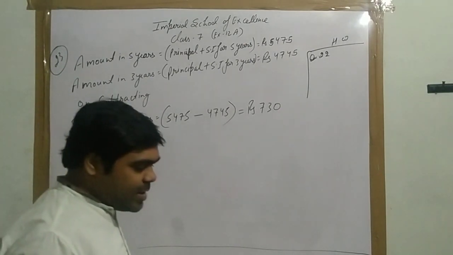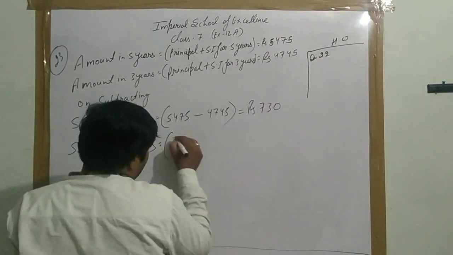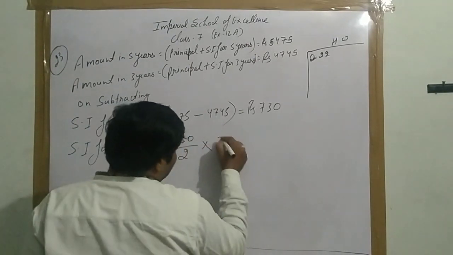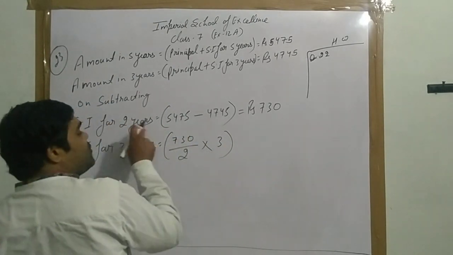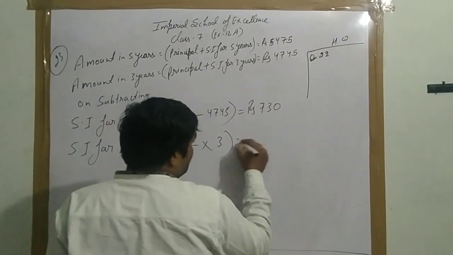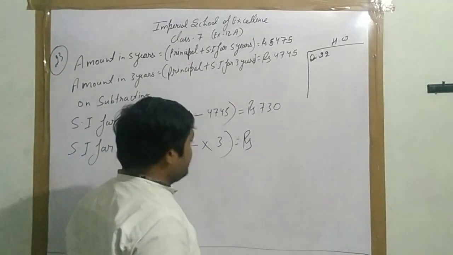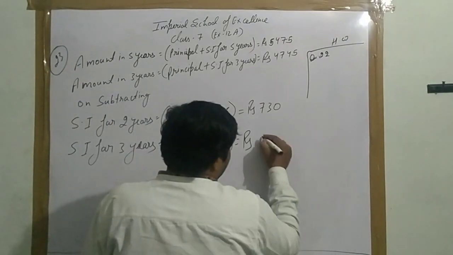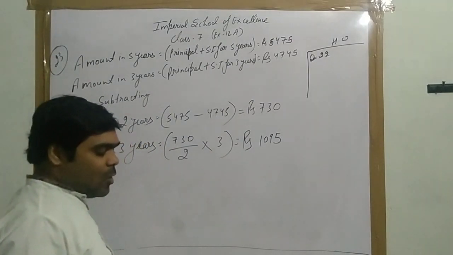What we have to do? Simple interest for 3 years. Now 730 upon 2 multiply by 3. Because 3 is time, 730 is SI for 2 years. After that, when you cancel this, it will become rupees 1,000. It will be 2. When you cancel this, it will be your 1,095 rupees. 1,095.